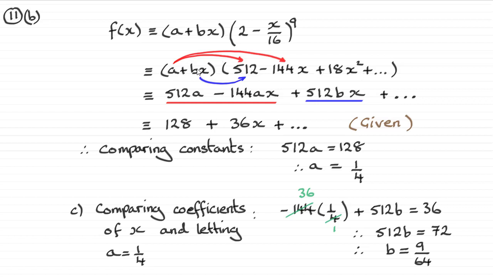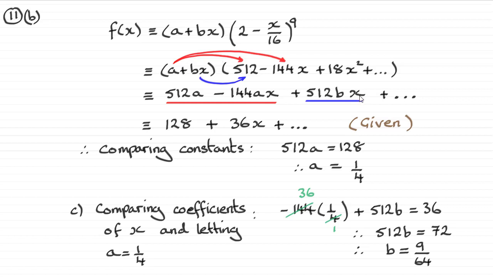And then we've got bx times the 512. That's going to give me plus 512bx. I don't need to carry on and do bx times the minus 144x. That's going to be an x squared term. So that's as far as we need to take it.